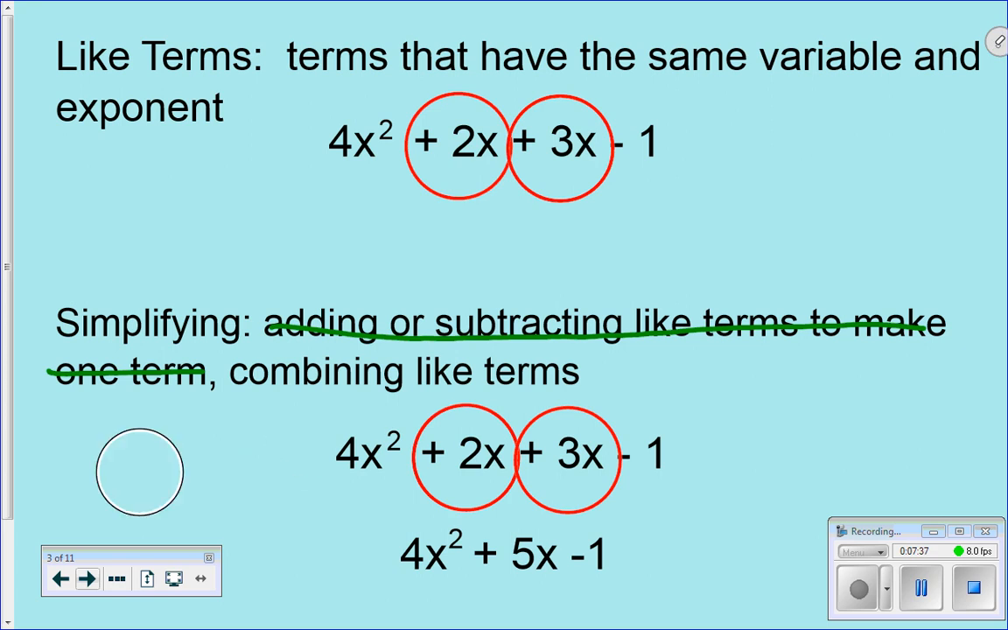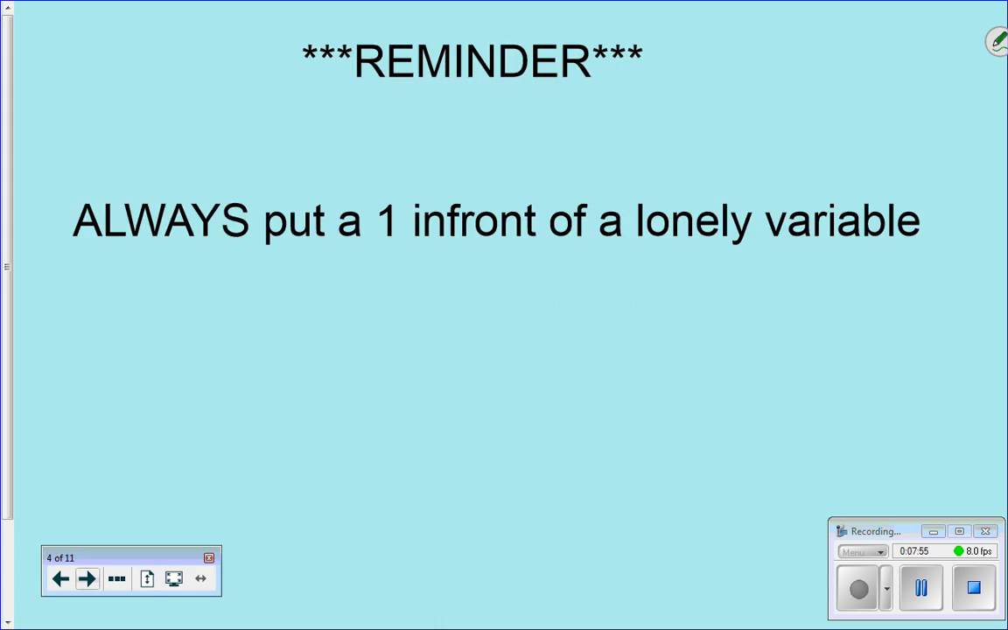I had another person ask in the other class, well, why can't I put the 4x squared and the 2x and the 3x? Because they don't have that squared on the end. I can't put them together. Okay, I can only put together what looks alike. Questions so far? Anybody? Okay. Let's talk about, you guys remember this, right?